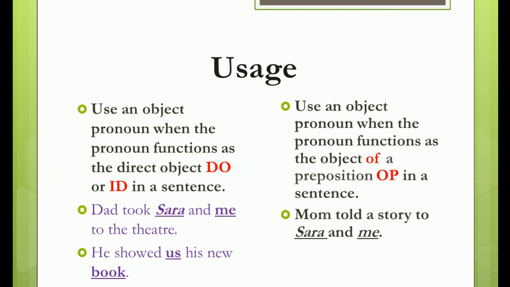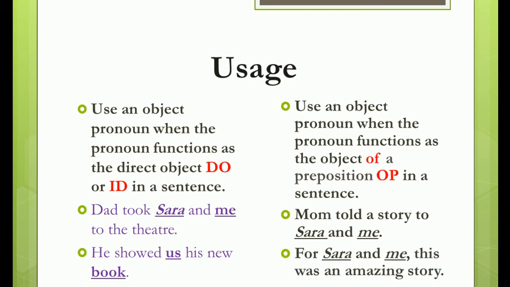Okay, done. Do I have something else? Yes, I have another sentence, actually: For Sarah and me, this was an amazing story. I have a preposition over here, and this is the prepositional phrase up to me. So it's an object of the preposition.